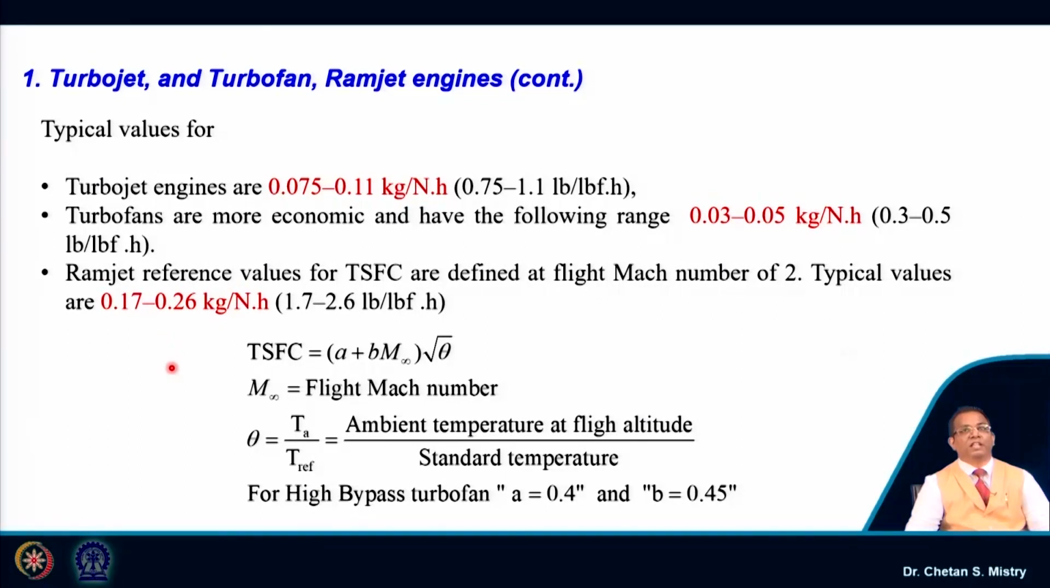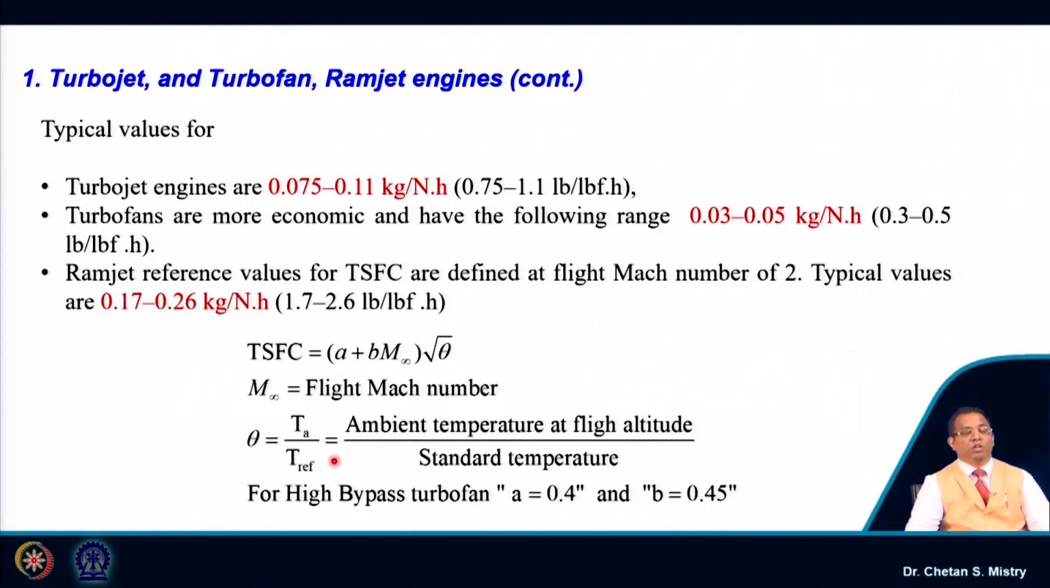So, conventionally this thrust specific fuel consumption is represented in terms of A plus B into M infinity, whole bracket, times square root of theta, where M infinity represents my flight speed. As we have discussed earlier, my thrust specific fuel consumption is a function of my flight speed. Now, this theta is nothing but a non-dimensional form.